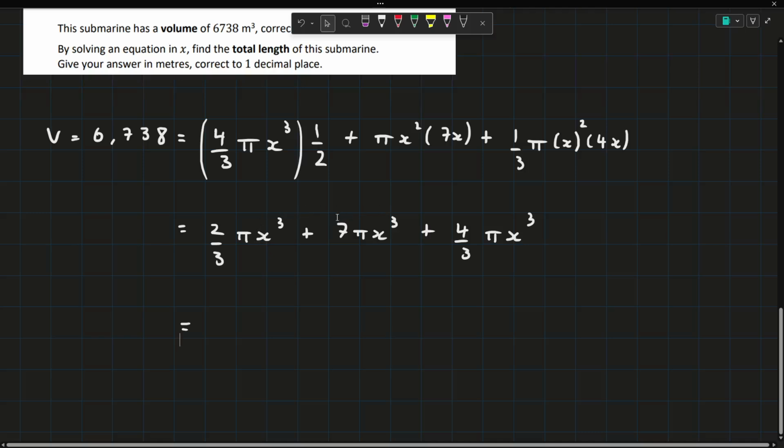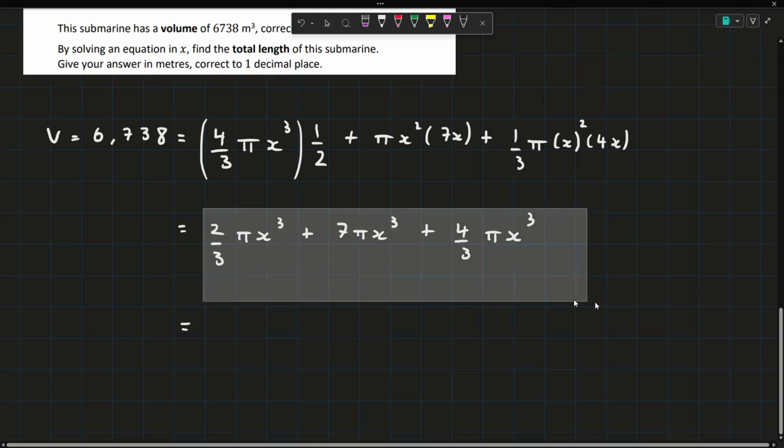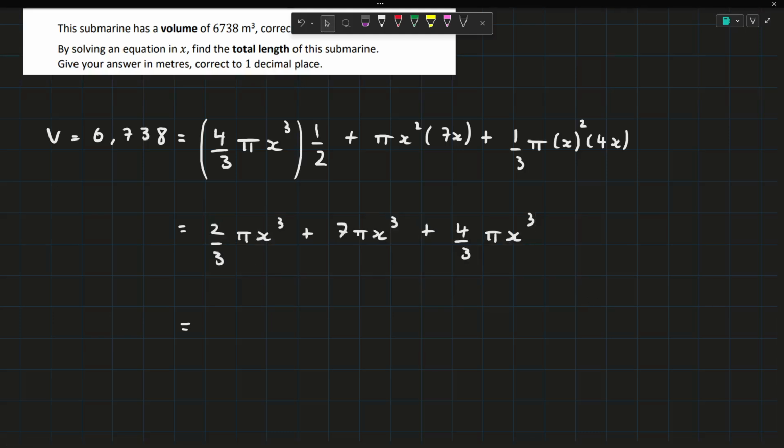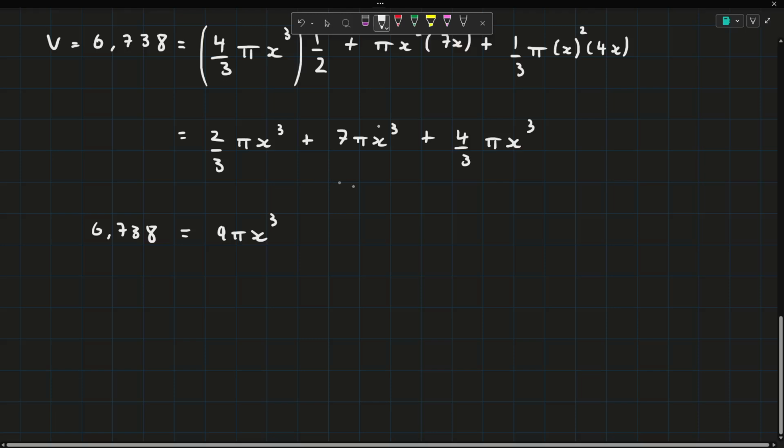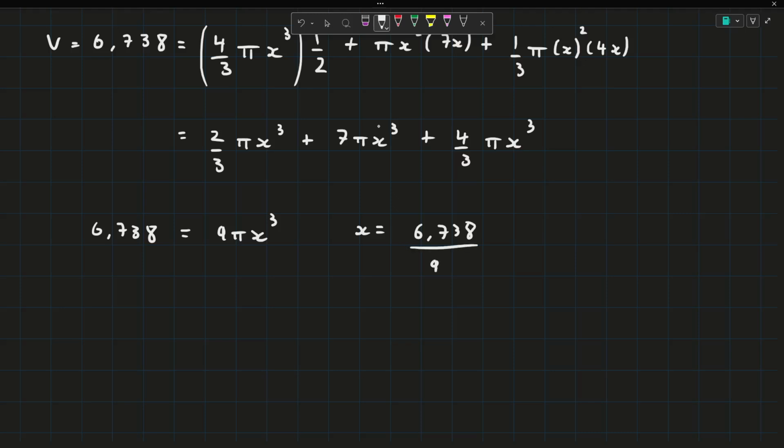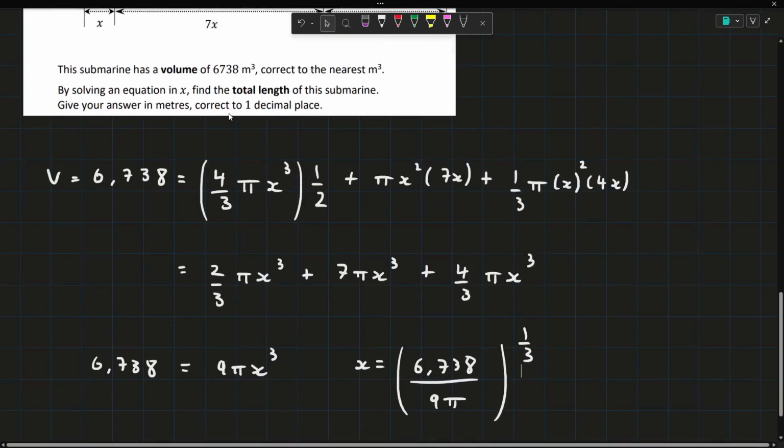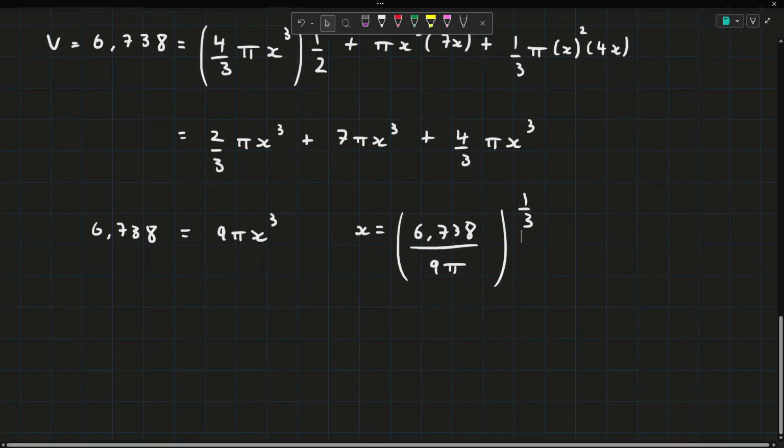They're kind of like terms. One way you could think about it is if we factor out the pi x cubed from all of them and then just add up all the numbers in front, or you can see they're all like terms, so we can add like terms. When you add all those up, you'll get 9 pi x cubed, and we know that's equal to 6,738. So we can divide both sides by 9 pi and take the cube root, and then we get x equals (6,738 over 9 pi) to the power of a third, or we can say the cube root, kind of the same thing. So you can figure out what x is then, and we won't actually say what decimals yet.